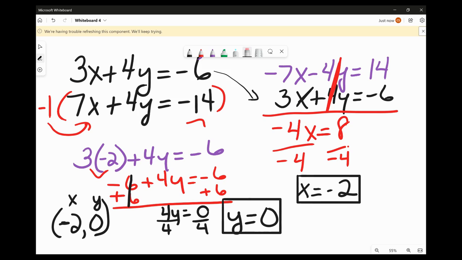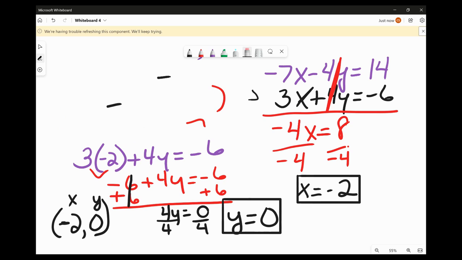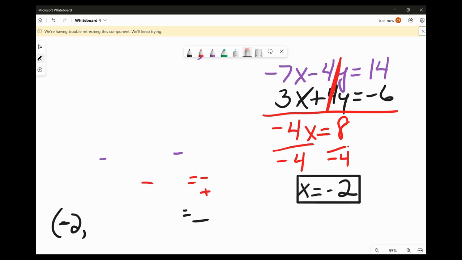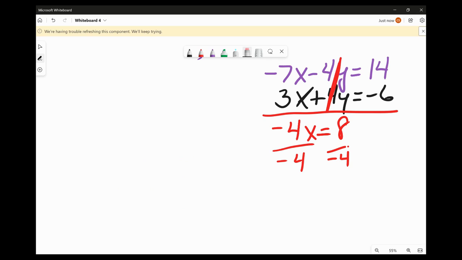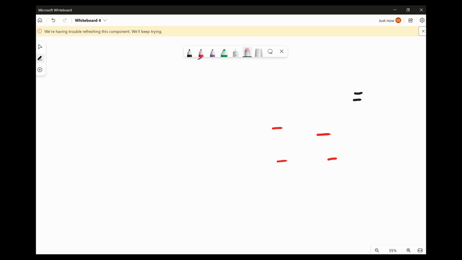Now we're going to do one more that's a little bit more difficult, just so you can see the different process and how we have to figure things out. And everybody's not going to do elimination the same way. You might have a different way of doing it.